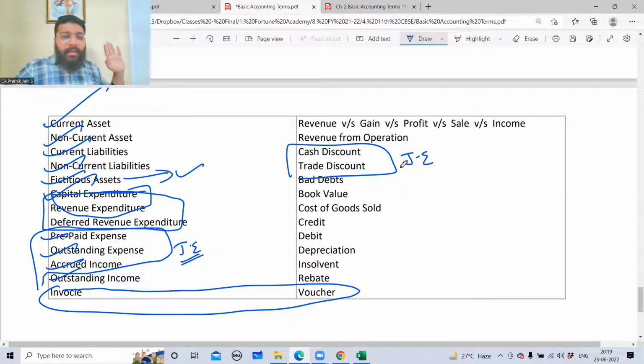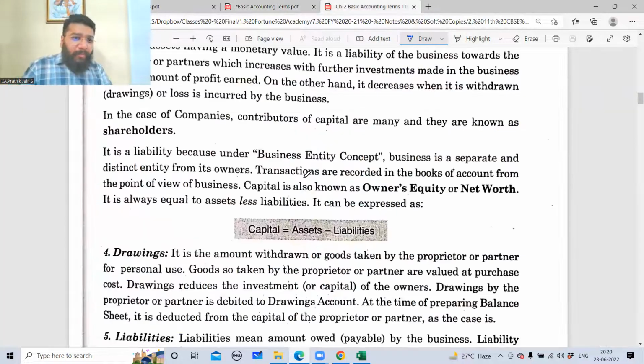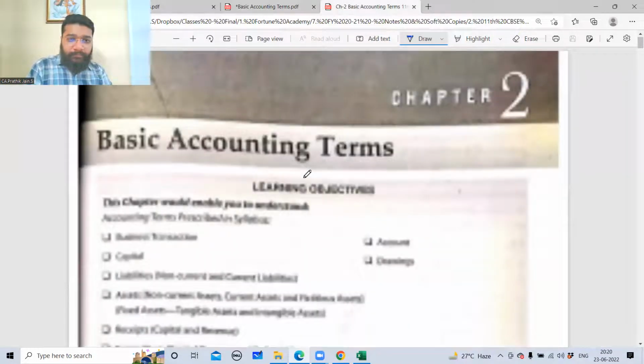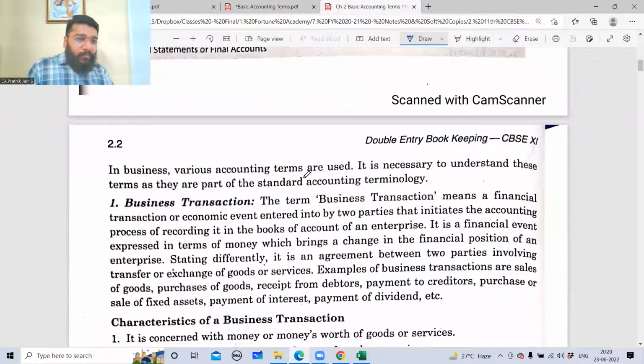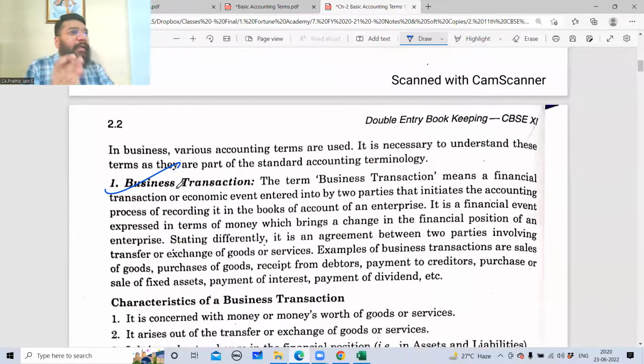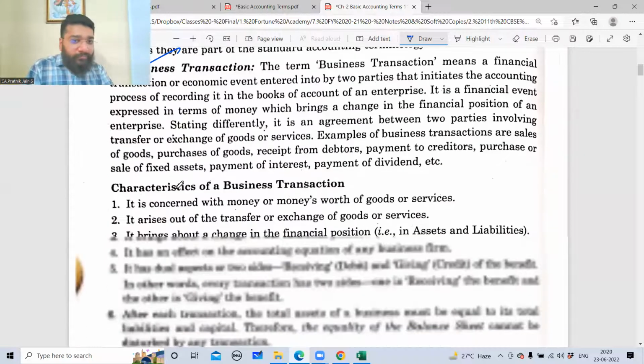So with this, I complete the basic terms of accounting. Right? In your current book, there will be a lot of other terms. For example, business transaction. All of you know what a business transaction is. A transaction is something happening between two people, and that should be in the course of business, for monetary value.